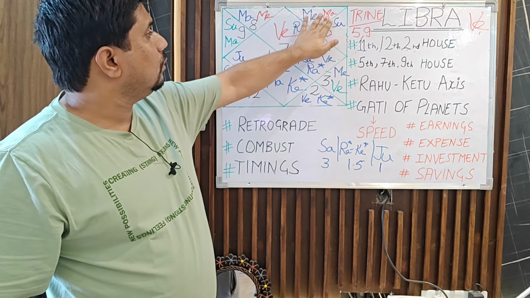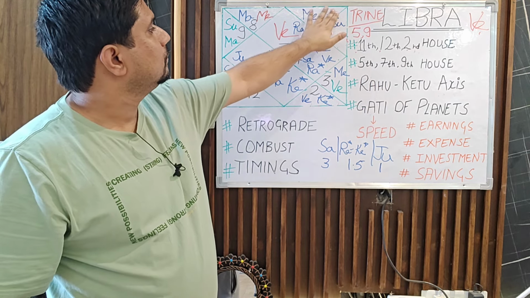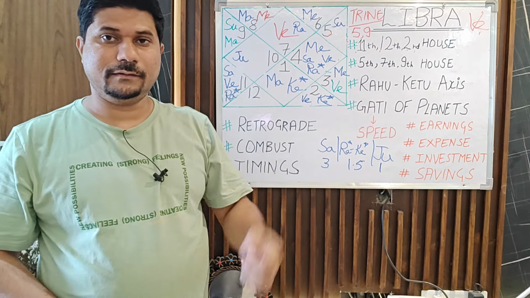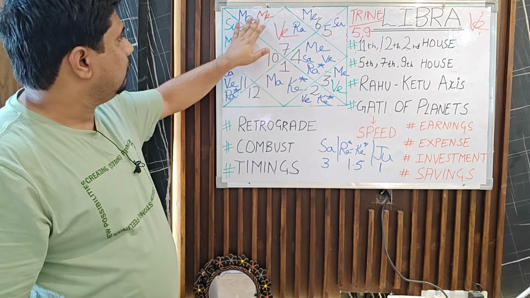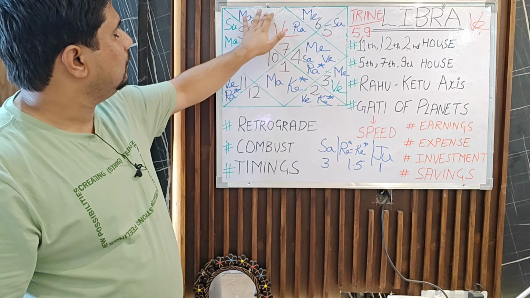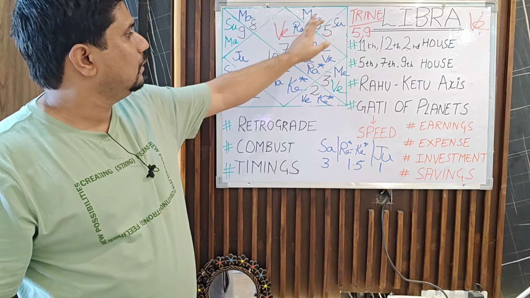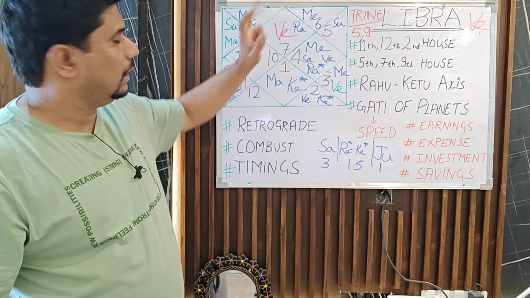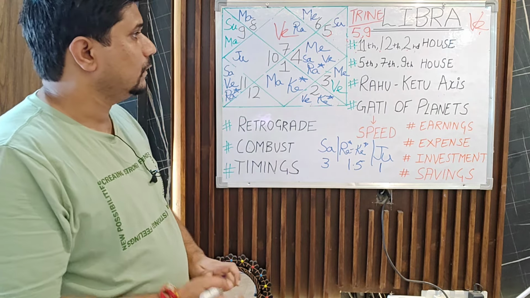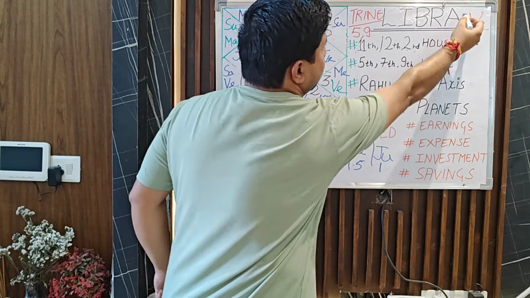Similarly, your 12th house is ruled by Mercury. It means your expense speed is also going to be very fast. And your savings lord is Mars. So for Libra people, the 11th, 12th and 2nd houses are ruled by fast moving planets. Now that is also becoming a specialty of Libra.